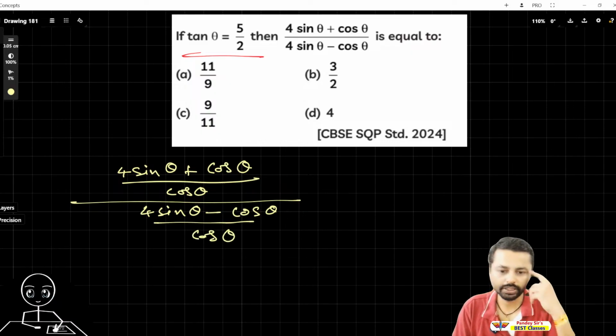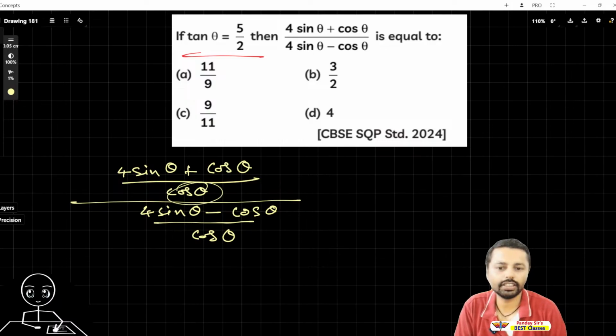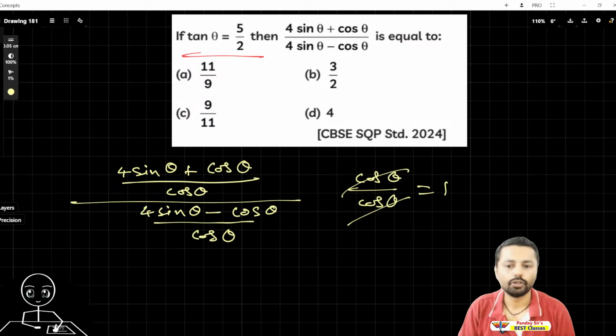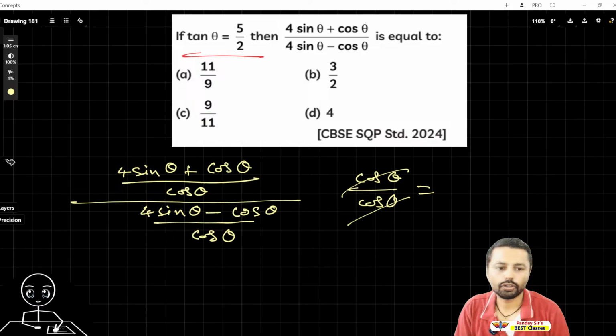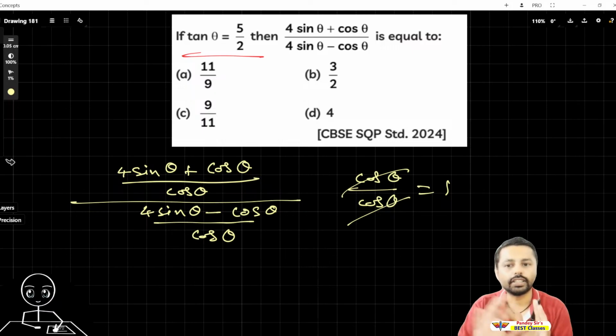Now you may ask, sir, how did this cos theta divided by cos theta suddenly come? It is not given. Well, I did not make any change. If you take cos theta by cos theta, they cancel each other and it will be just 1, and you can multiply any number by 1. So I have not changed anything. The original question is still as it is, but here comes the magic.